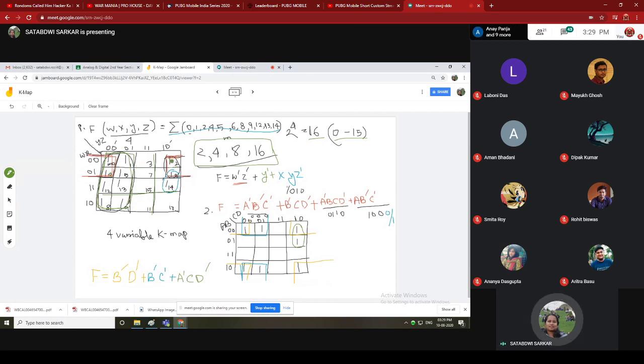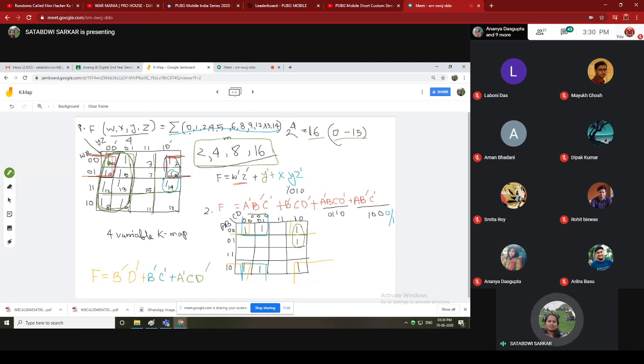So in this way, with the red ink it is a group, with the green ink there is a group, and with this cyan color we can also make a group. The expression from a group will be, suppose for these 8 cells, M0, M1, M4, M5, M12, M13, and M8, M9. With these 8 cells we can make a group and see what expression comes.